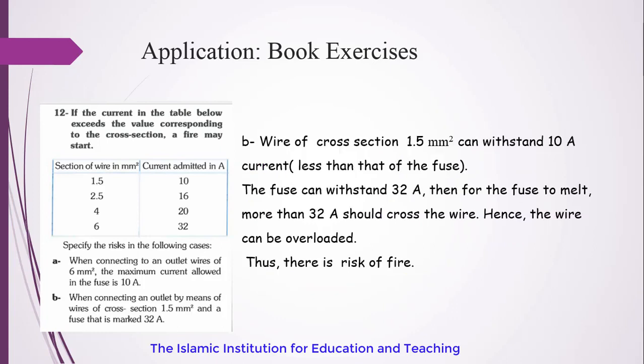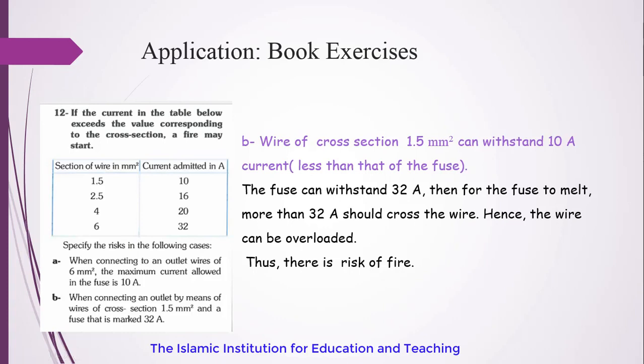Now let's move to solve part B. We want to specify the risk when connecting an outlet by means of wires of cross-section 1.5 millimeters squared and a fuse that is marked 32 amperes. According to the table, if the wire section is 1.5 millimeters squared, it can carry up to 10 amperes without having a risk.